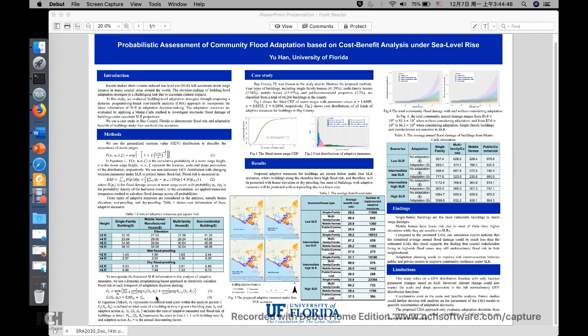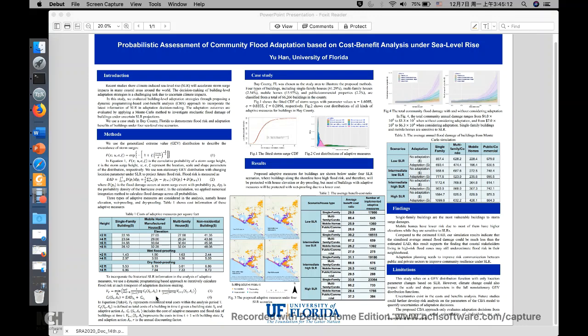Our simulated community flood damage also demonstrates that our proposed method could significantly reduce community flood damage under sea level rise. But the single-family buildings and the mobile homes are still sensitive to sea level rise. Compared to the estimated flood risk, our simulated flood damage is much lower.